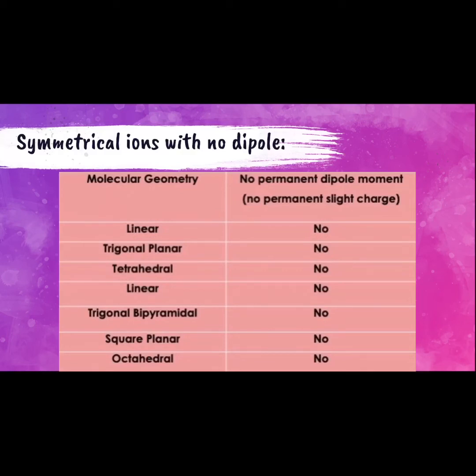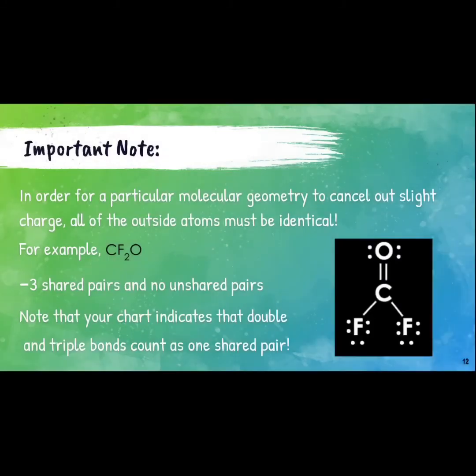So here's a list of those kind of weird shapes where the dipoles cancel, or where the charges cancel, and there's no dipole moment. You don't have to draw the arrows. So it's all of these shapes: linear, trigonal planar, tetrahedral, trigonal bipyramidal, square planar, and octahedral. All of those are symmetrical.